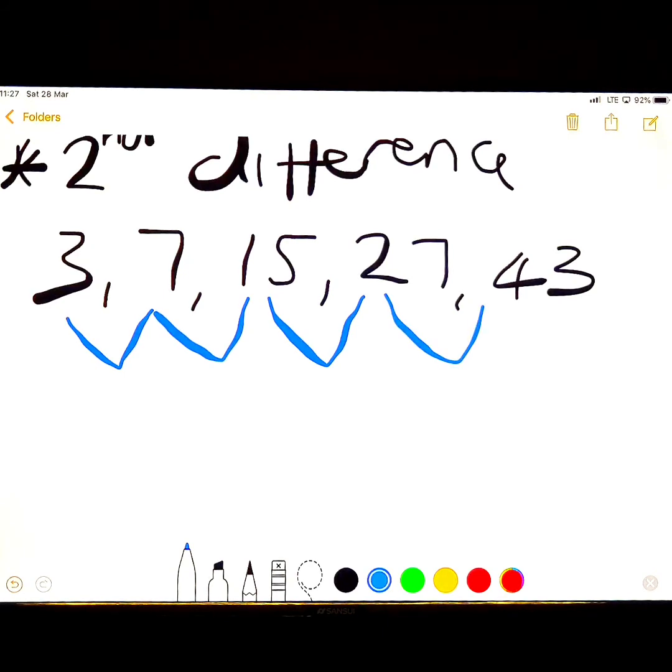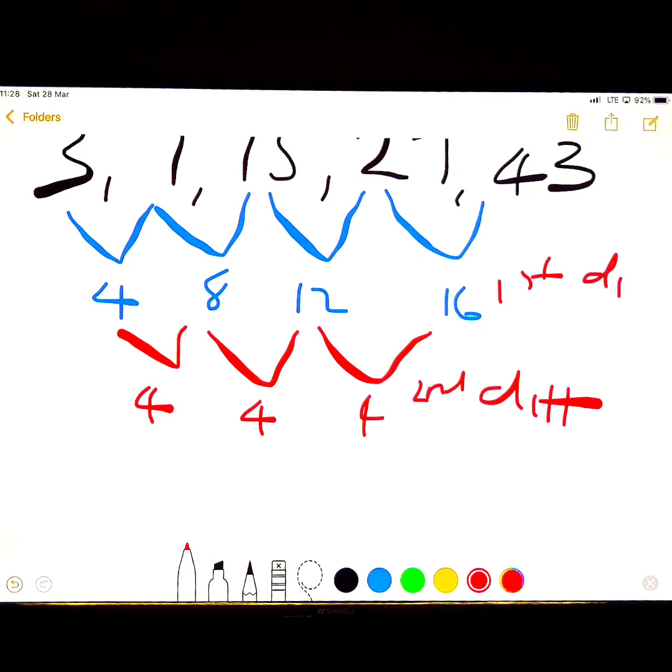Okay, so let's find the first differences. We're going to have 7 minus 3, which is 4. 15 minus 7 is 8. 27 minus 15 is 12. And then 43 minus 27 is 16. That will be our first difference. And then let us have our second difference. Our second difference needs to be a common difference in all of the numbers. So 8 minus 4 is 4, 12 minus 8 is 4, 16 minus 12 is 4. So this is our second difference, and this is our first difference.